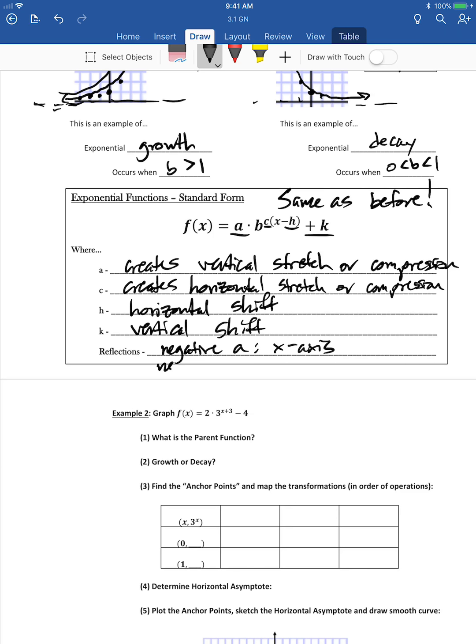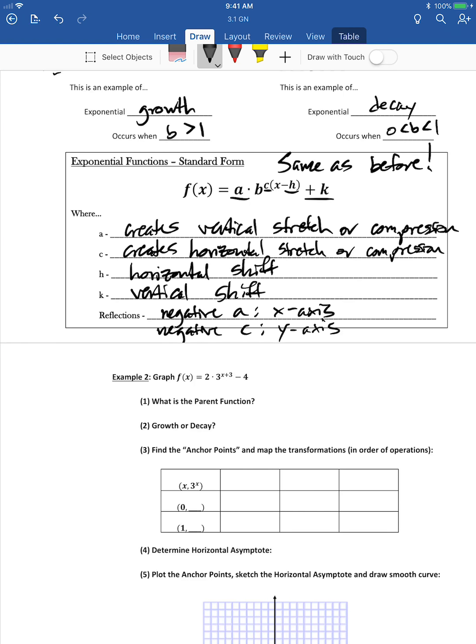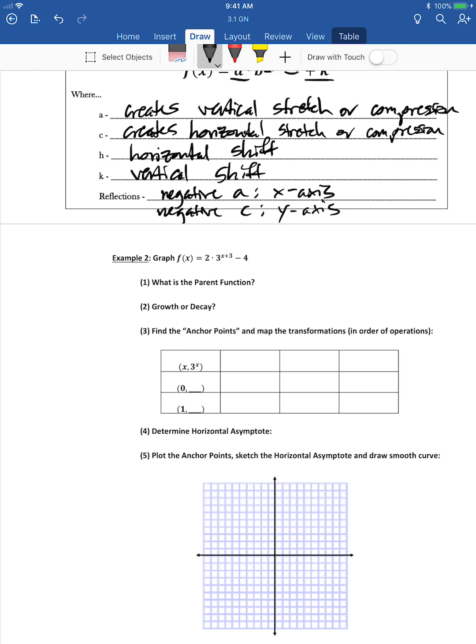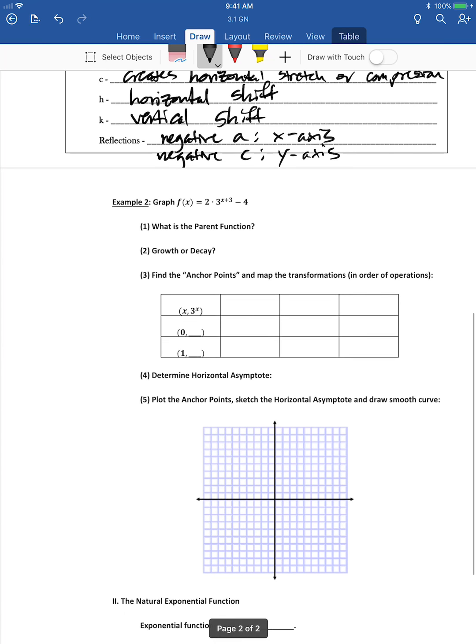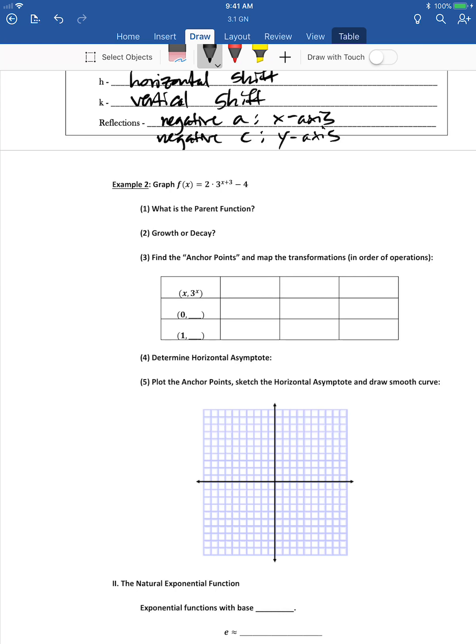If we have a negative C, that's a reflection over the y-axis. So, none of that should have been new. Should feel pretty okay about that. It's just a different parent function this time. It's not like the rules of math suddenly change for exponents. It's great. So let's look at an example of graphing an exponential function beyond just our very basic.